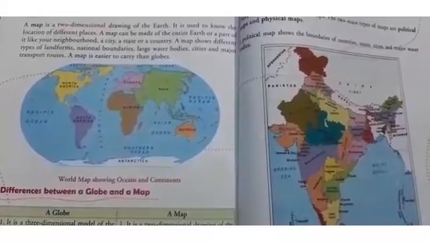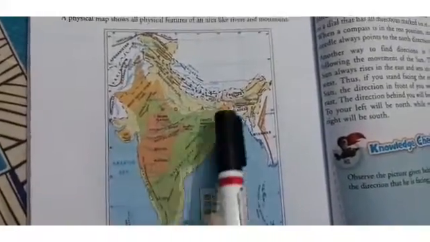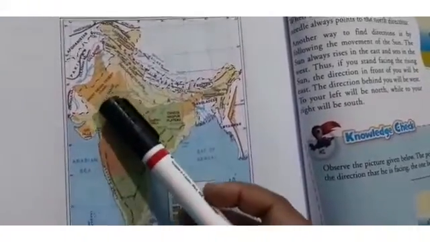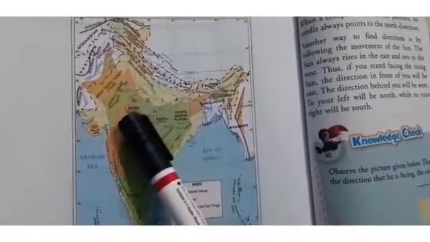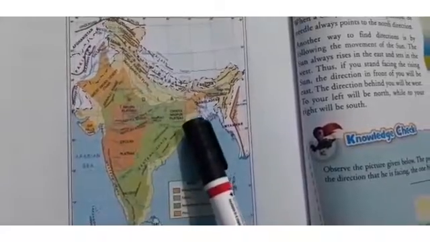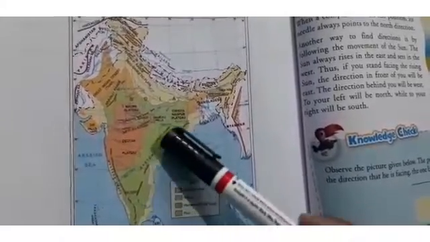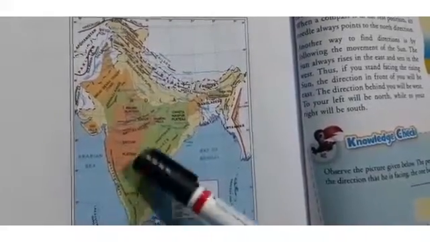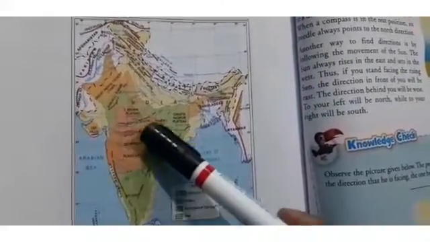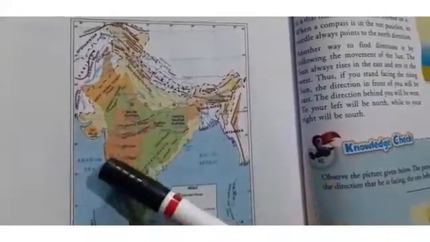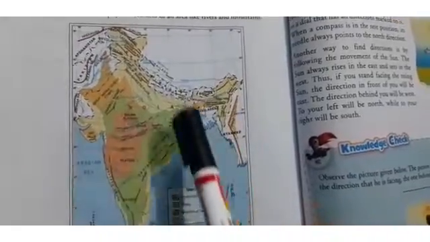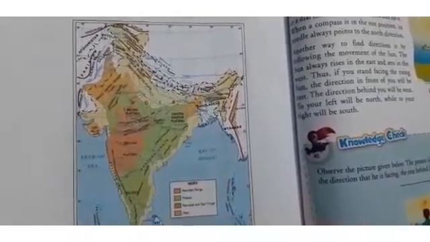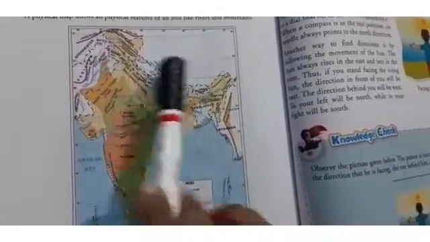Another type of map is the physical map, in which all the physical features are shown. Here the ranges are shown, deserts are shown, and the plateaus are shown: Malwa Plateau, Chota Nagpur Plateau. And ghats are shown: Eastern Ghats, Western Ghats, Deccan Plateau, and ranges such as Satpura Range, Vindhya Range, Aravali Range. Rivers are shown in this map. So this is the physical map in which the physical features are shown.